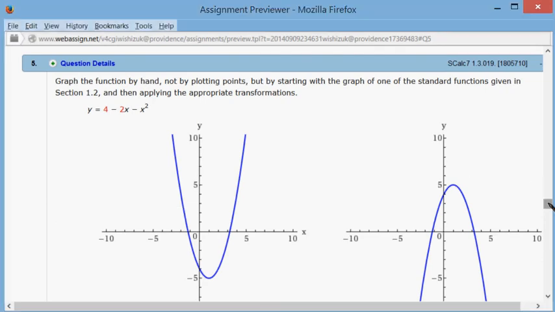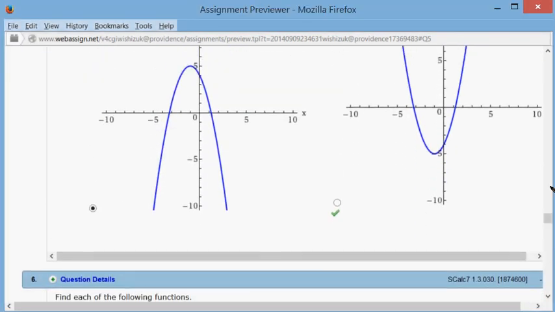It came back, and it looks like we have the right choice. The green check mark tells you that our choice was correct. Alright, that's it. I hope that this was clear.